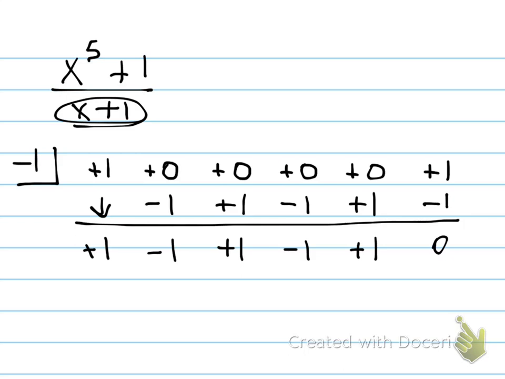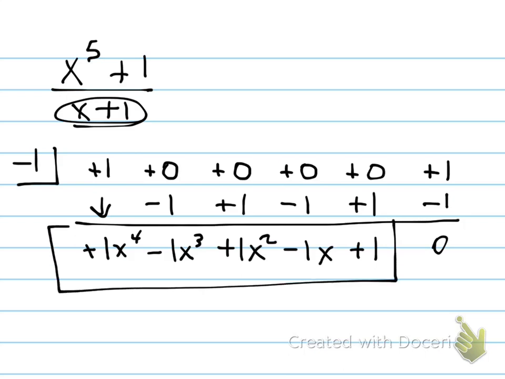Okay? Put in the x's. Starts off with x to the what? Fourth, good. Then x to the third, then x squared, minus 1x, and 1 is your number term, and we don't need the 0 because the remainder of 0 means we don't have anything. Okay?